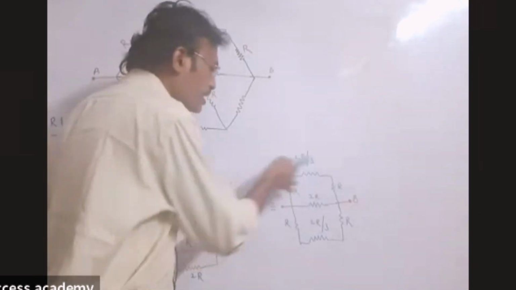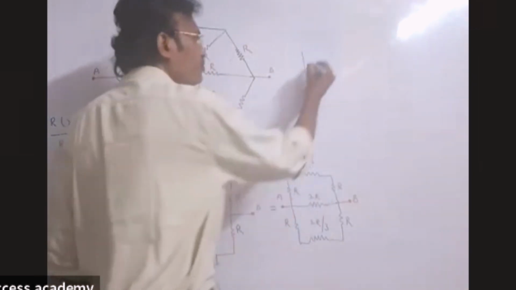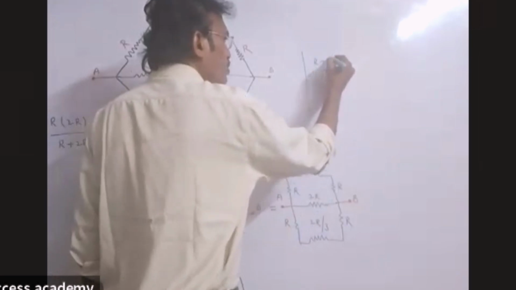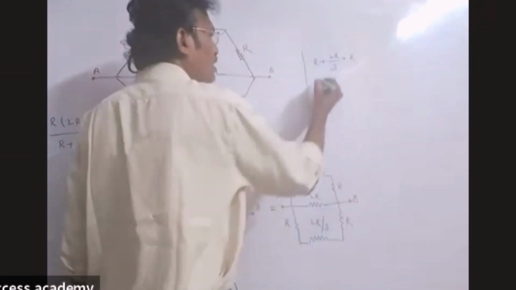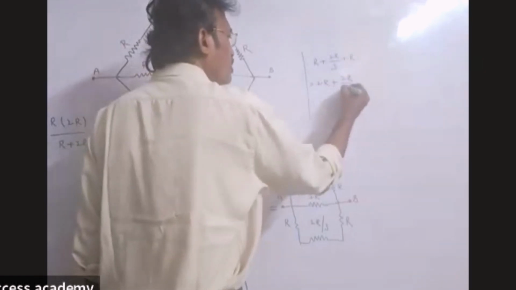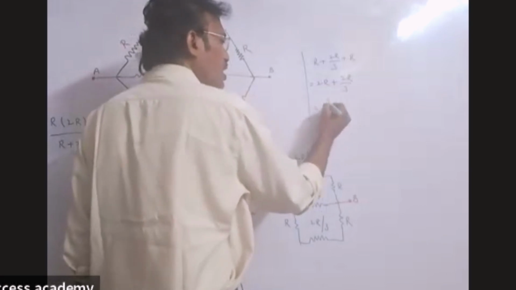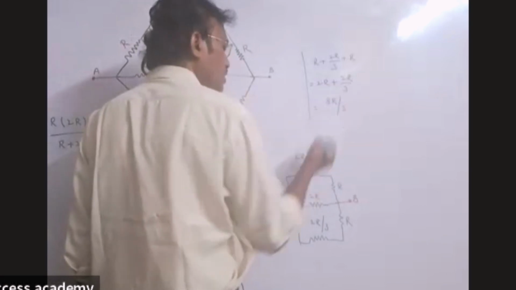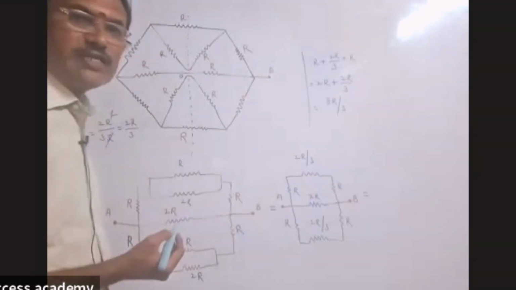So now this part I am taking here like this. Observe this part: R plus 2R by 3 plus R plus R. R plus R, what? 2R plus 2R by 3. That is, LCM is 3. 3 twos are 6R plus 2R, 8R by 3. This part of the circuit is 8R by 3. That I am mentioning like this.